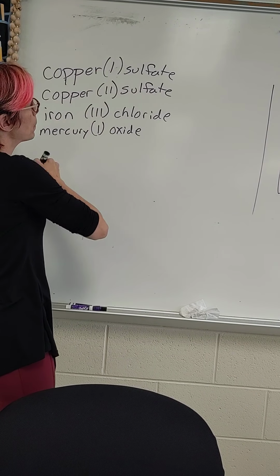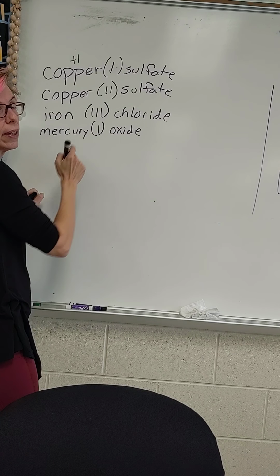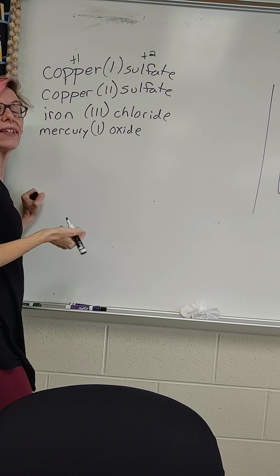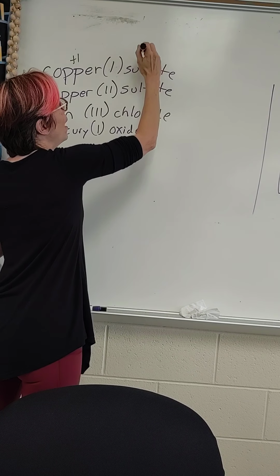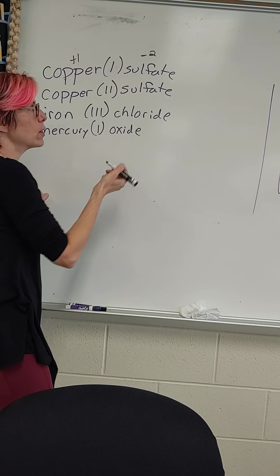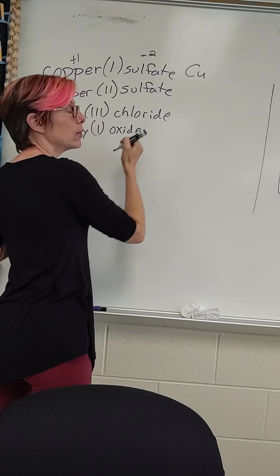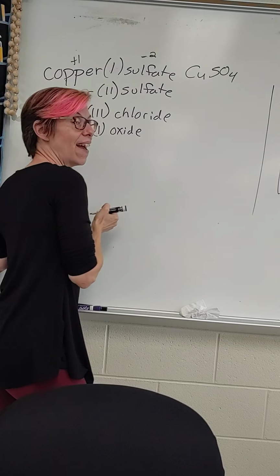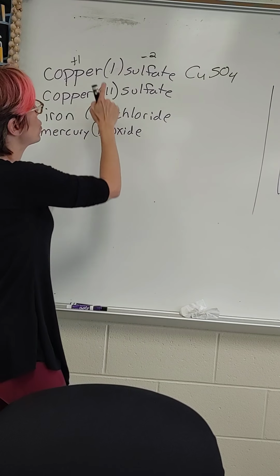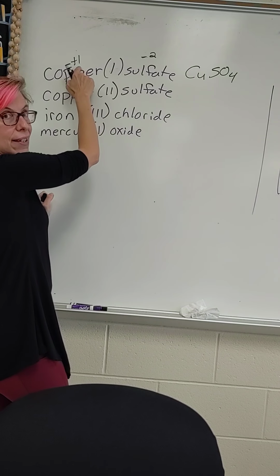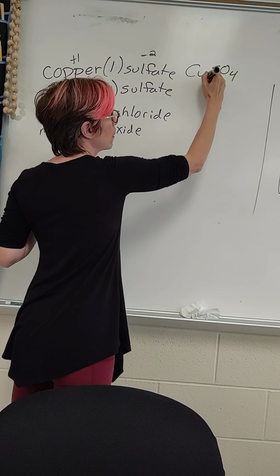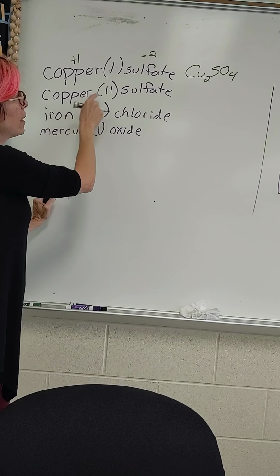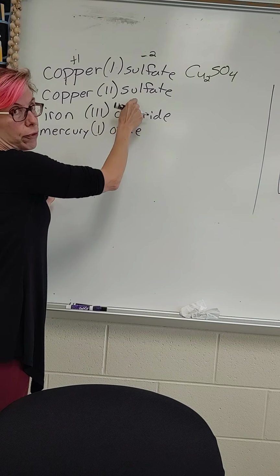So we have copper 1, I'm going to write a +1, and we have sulfate, and if you look on your polyatomic ion chart, you're going to see that sulfate has a charge of -2. So let's write this formula. We're going to write the symbol for copper, Cu. We're going to write the symbol for sulfate, SO4, and now we balance our charges. That's not balanced the way it is. I need another copper to balance out the charges of that sulfate. We'll write down here I have copper 2 sulfate.